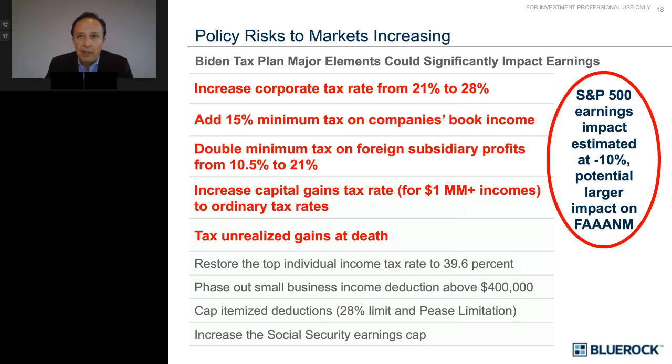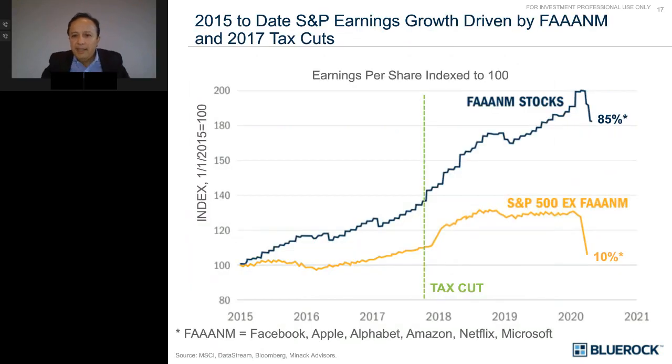Amazon has tremendous profits that they show on their financial statements, but doesn't pay any taxes. So the argument is they should pay a 15% tax on that. Double the minimum tax on foreign subsidiary profits from 10.5% to 21%. Goldman and others have looked at the impact on the S&P, and the impact is at least 10%, potentially larger for the tech stocks. And if you take 10% off of this S&P, you can see where the earnings are going to be. They're going to be below where they were in 2015.